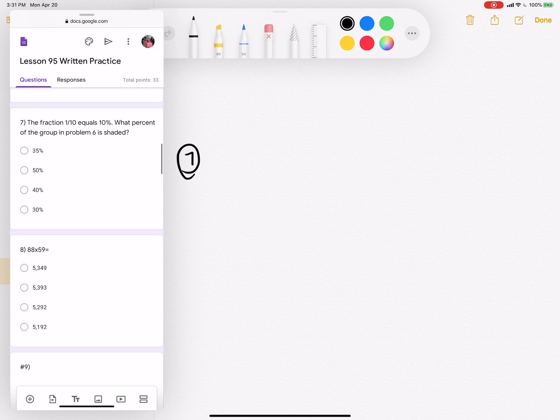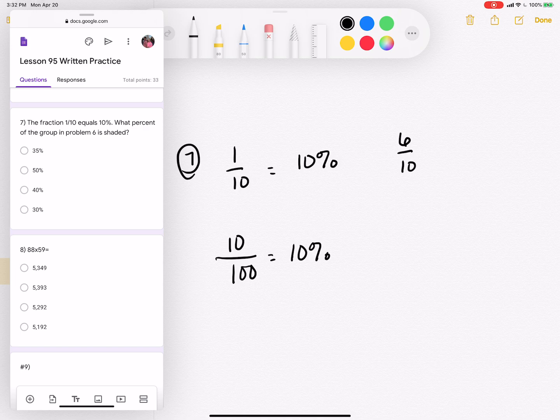7, the fraction 1/10 equals 10%. So 1/10 equals 10%. And that is actually not because of the denominator. That's because of the numerator. The numerator is the same as having 10 100ths is 10%. So what percent is it if 6 are shaded? So if we had 6/10, that's the same as 60 hundredths, so it's 60%.